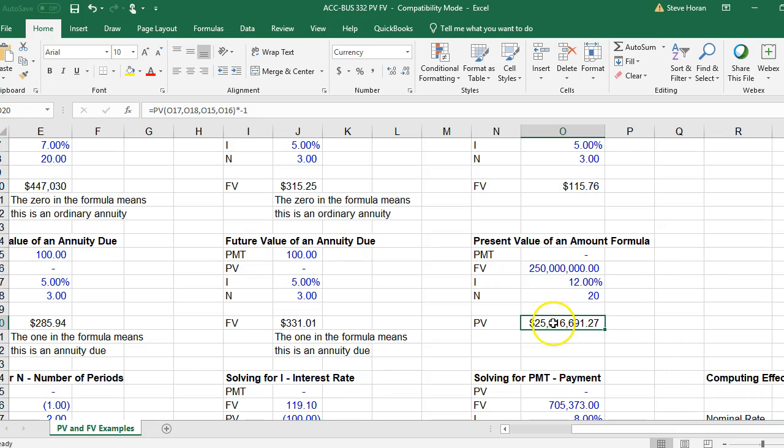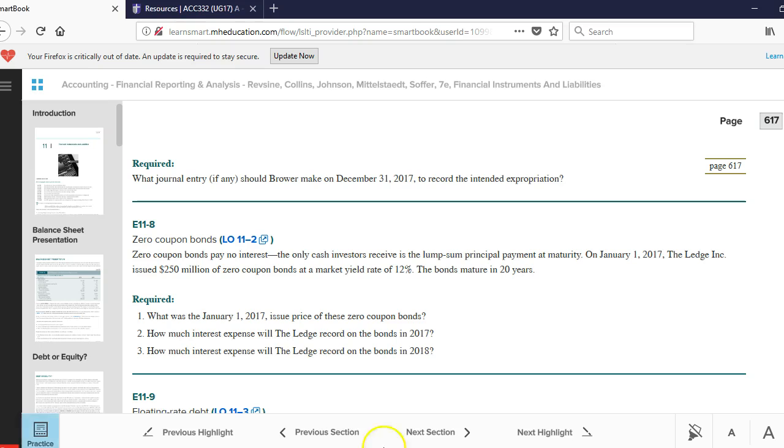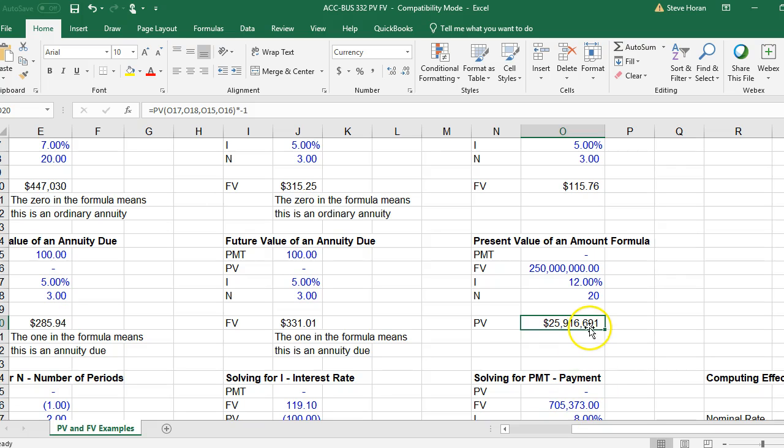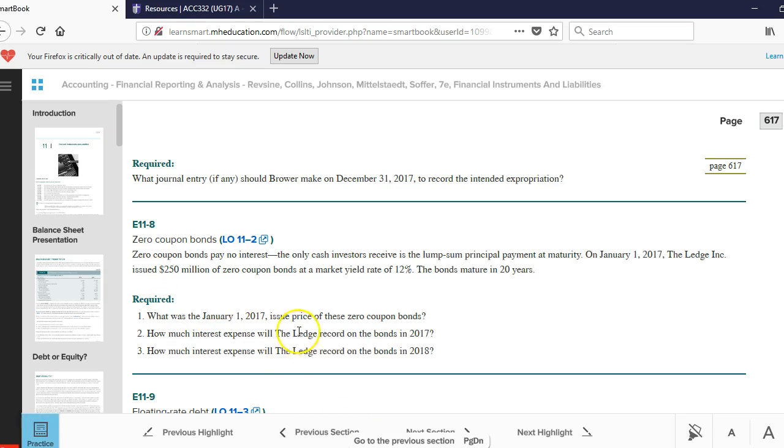The present value of that is $25,916,691. Again, that would just be in whole dollars. And so that is what the bond would sell for in question 1. Going back to the question, that is the issue price right there, $25,916,691. Then question 2 is how much interest expense will they record in 2017?